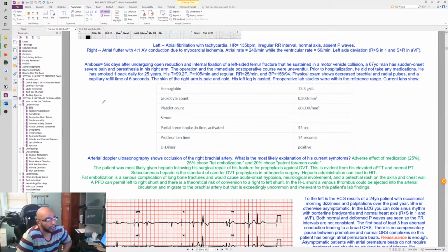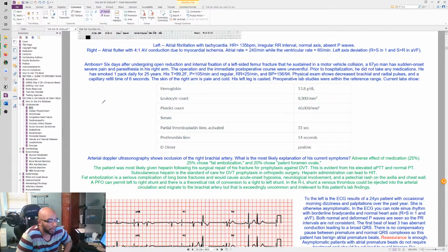And this was a very interesting way to ask something that's very obvious, but it didn't really stick out to many people. So only 25% of people got the correct answer, which is adverse effect of medication. 25% of people chose fat embolization, which is definitely something that can occur after big internal fixation and femur fracture, fracture of long bones in the legs. You can have fat embolization. And 20% chose patent foramen ovale, which really I didn't think it made sense for this answer choice. I would respect more the people picking fat embolization.